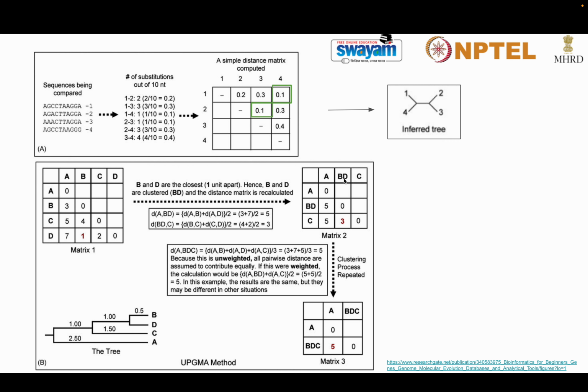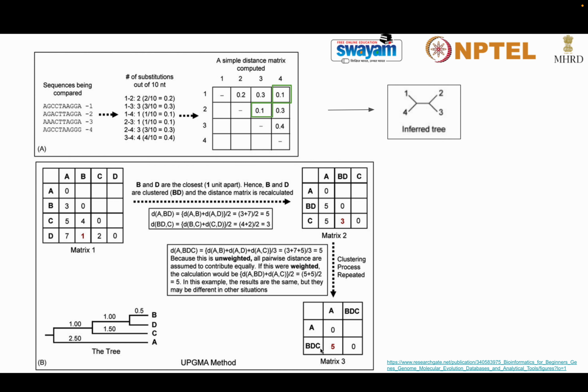So it's BD and C. You'll cluster BDC now and place it here. And now you'll compare the distance between BDC and A. How will you check that? You will calculate the individual distance of A from B, D, and C. You'll add them and divide it by 3, because now there are 3 sequences which are being paired. So you'll get the distance of 5. In this I have written how this 5 was obtained.